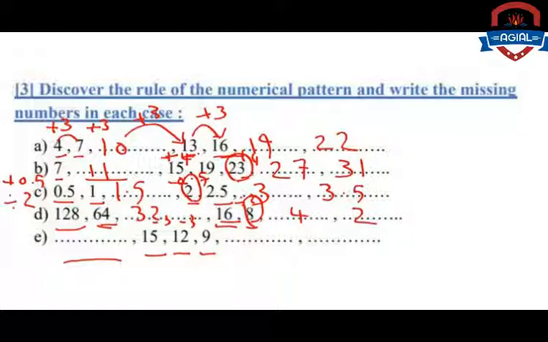So we need the first number. What minus 3 equals 15? 18. Excellent. 18 minus 3 equals 15. 15 minus 3 equals 12. 12 minus 3 equals 9. 9 minus 3 equals 6. 6 minus 3 equals 3.